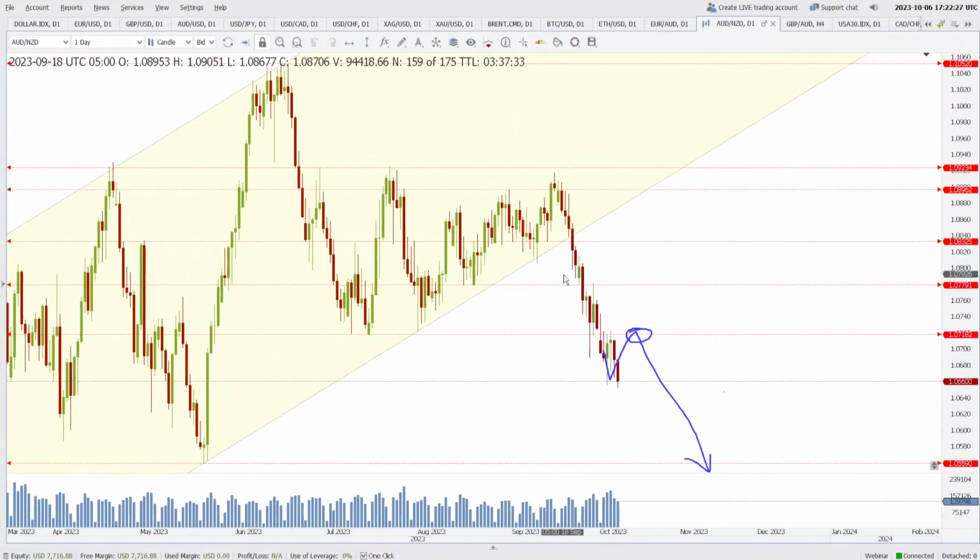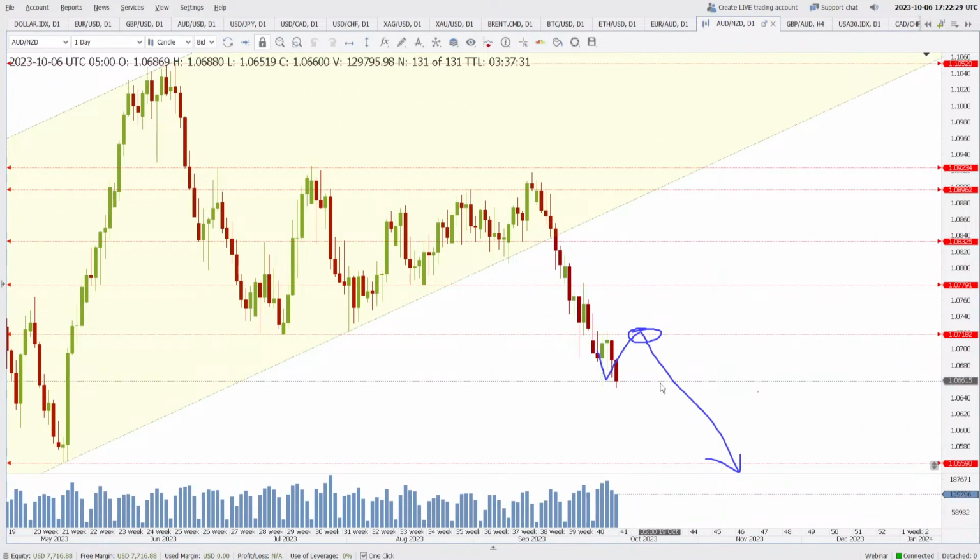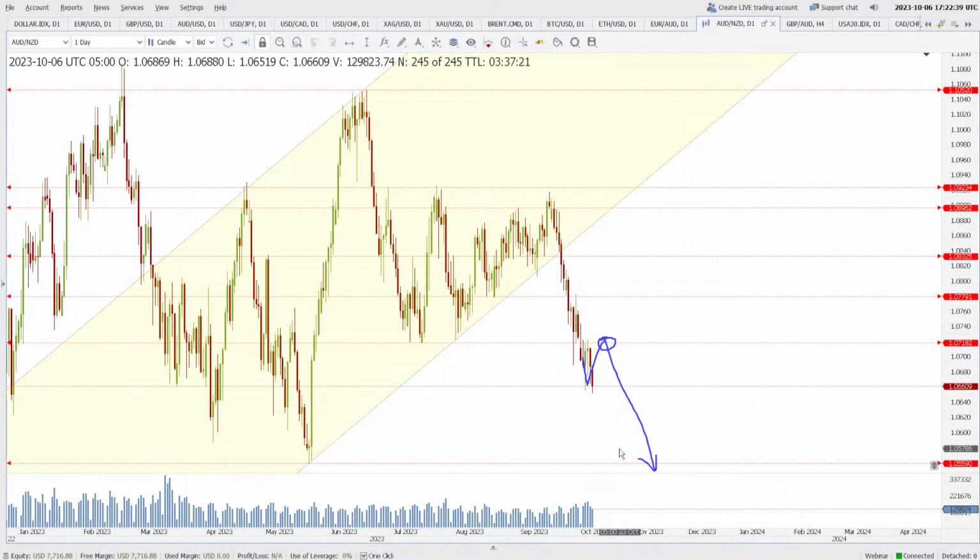Australian dollar against the New Zealand, well, that is happening. I thought that if it touches here, then 1.0559 is the post. The price is moving towards that. After that, we will see what happens. But right now, 1.0559 is the target.